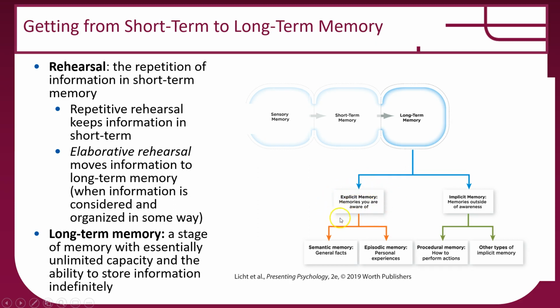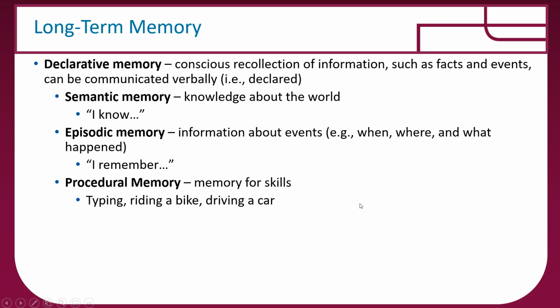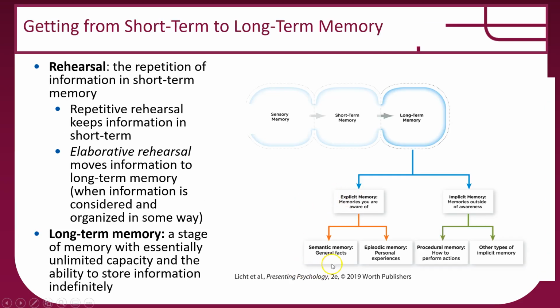And let's break explicit memories into two categories. Semantic memories are general facts. I really like how this is broken up here for you in this chart. I do have the words here as well. So semantic memory, general facts. If you can say, I know who the President of the United States is. I know what the capital of California is. Things you know. Those are semantic memories.